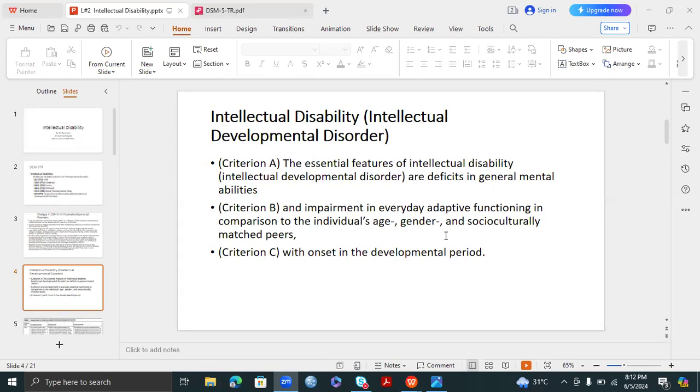So the first one is the deficit in intellectual functioning, and the second criterion is the deficit or impairment in the adaptive functioning of the individual. But that should be compared with the individual's age, gender, and socio-cultural matched peers. You first have to consider these things also. And the third thing is that the problem should begin in the early developmental period of age.